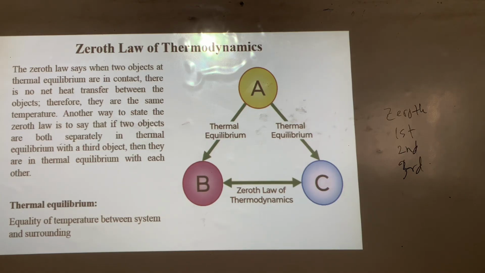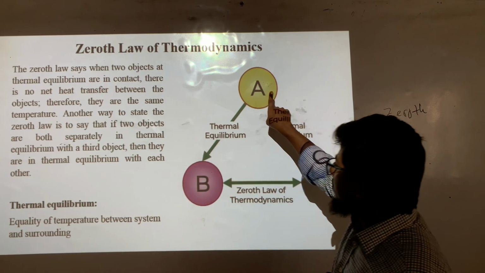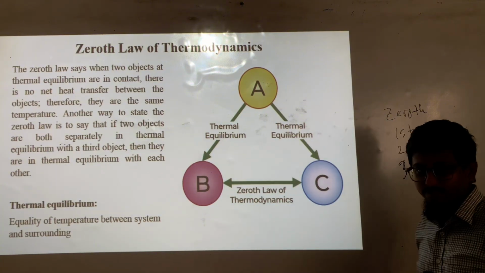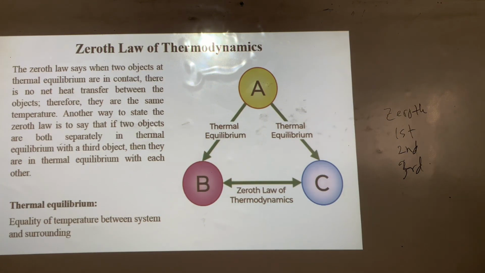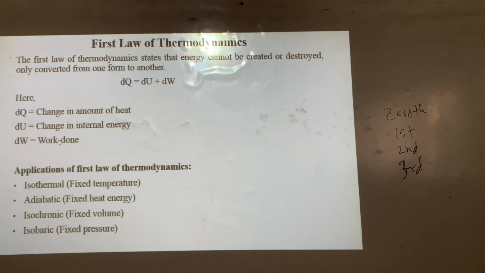Another way to put it is that if system A and B are in thermal equilibrium and system A and C are in thermal equilibrium, then system B and C are also in thermal equilibrium. This is another way to say it: thermal equilibrium means that they have the same temperature. Okay, moving on to the next slide.